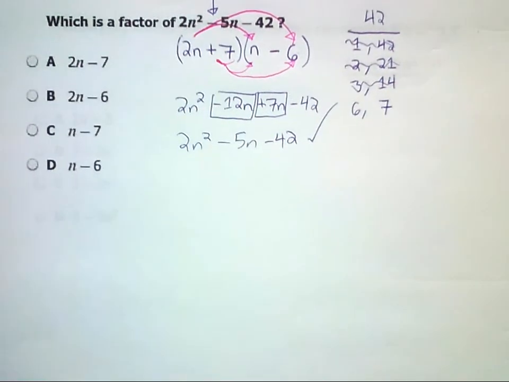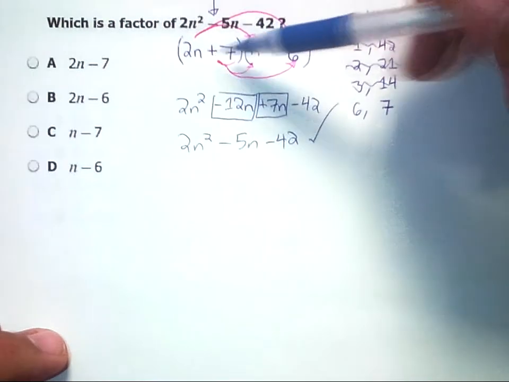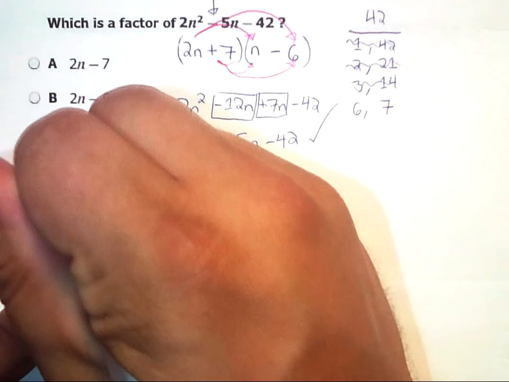That's a good thing. But wait a minute. Did we answer the question? Which is a factor of 2n squared minus 5n minus 42? Luckily for us, if we just look at the binomials, we'll see that D is our answer.